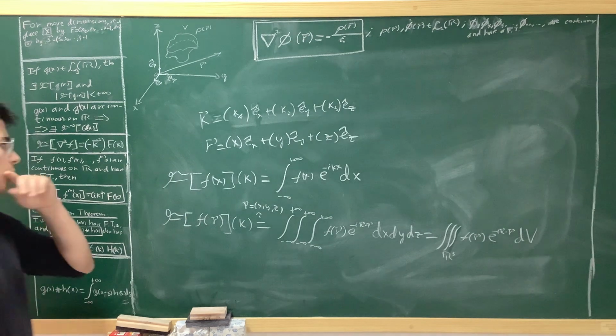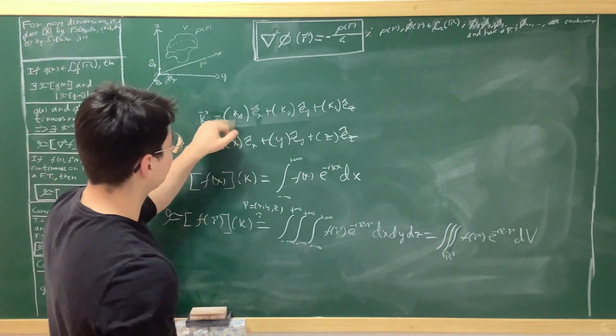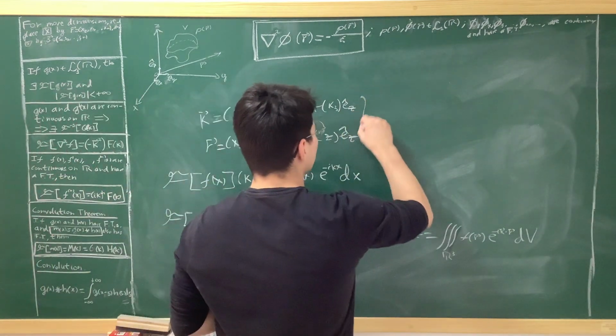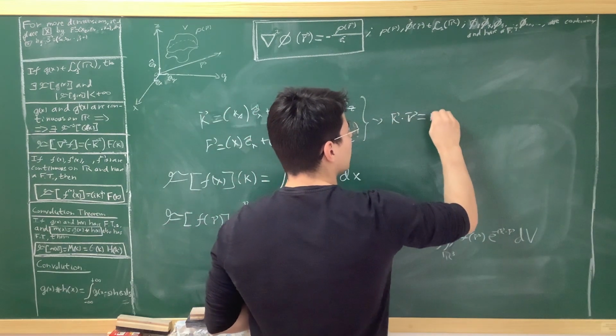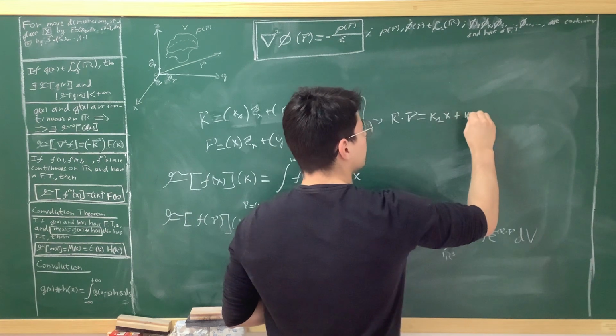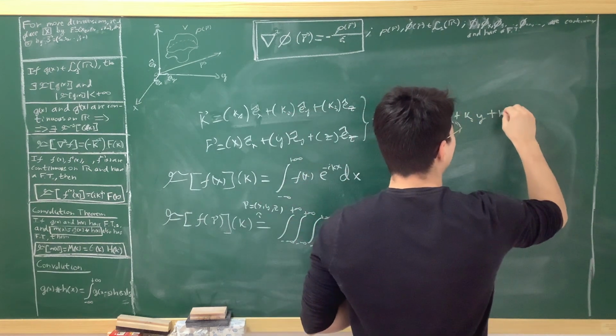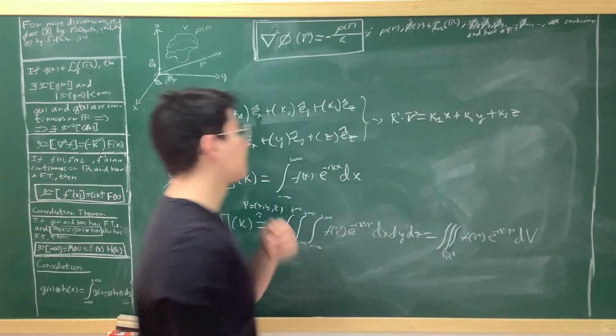And the product is just really multiplying the components. So k dot r is just k1 x plus k2 y plus k3 z.